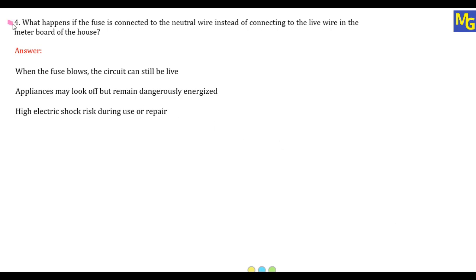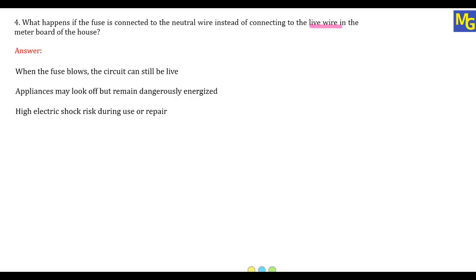Question number 4. What happens if the fuse is connected to the neutral wire instead of connecting to the live wire in the meter board of the house? Very important question and very interesting. They are asking about the fuse. A fuse is used to avoid the short circuit in the electric circuit due to overload or extra voltage. That is the use of a fuse actually. So if this fuse is connected to the neutral wire instead of the live wire.